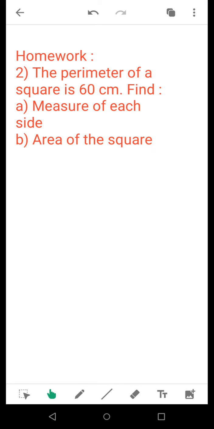Now based upon this concept, there is a homework. The perimeter of a square is 60 centimeter. Find measure of each side and area of the square. So you will solve this sum similarly and write down all the examples, draw the figures, and from the 24th onwards we will send for checking.